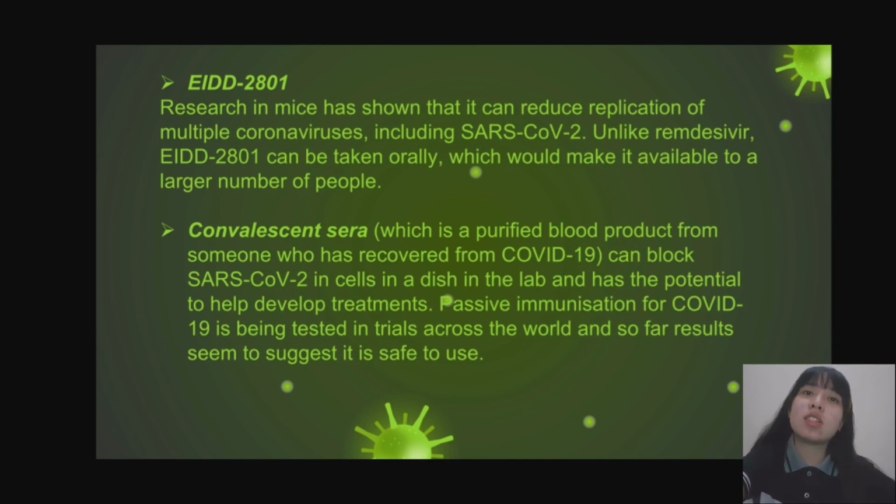Convalescent sera, which is a purified blood product from someone who has recovered from COVID-19, can block SARS-CoV-2 in cells in a dish in the lab and has the potential to help develop treatments. Passive immunization for COVID-19 is being tested in trials across the world, and so far, results seems to suggest it is safe to use.